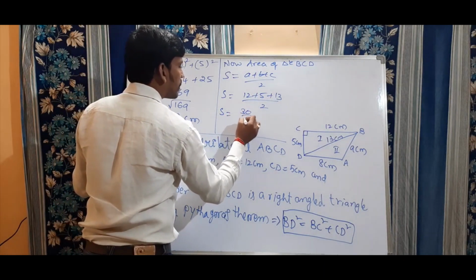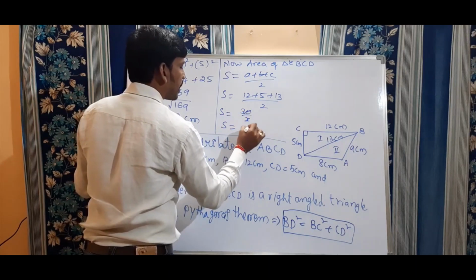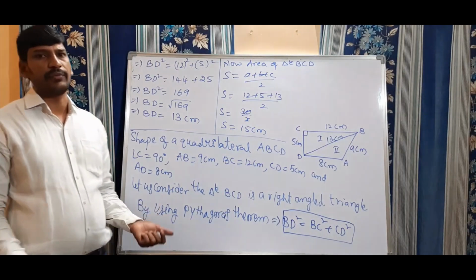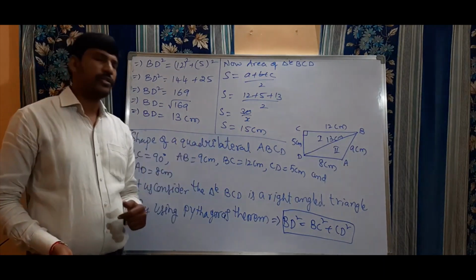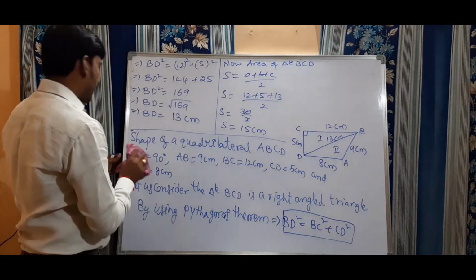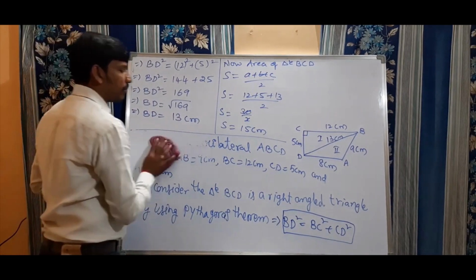30 by 2, which is nothing but 15 centimeters. So we got the S value. Now we need to find out the area of the triangle BCD. Clear?